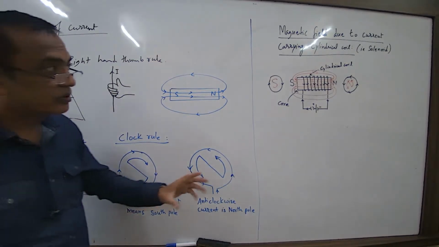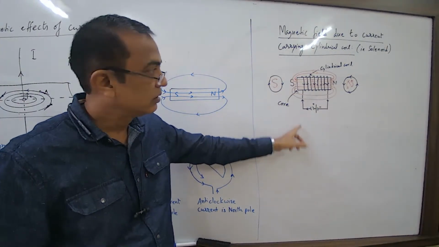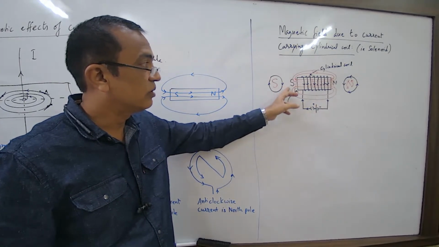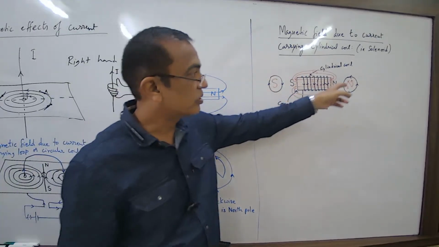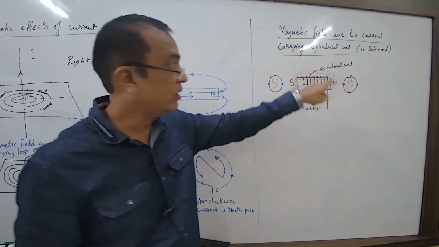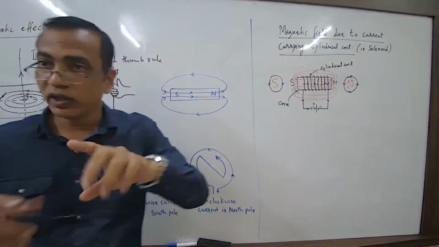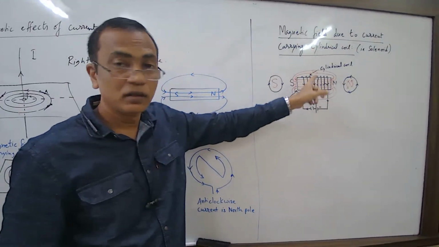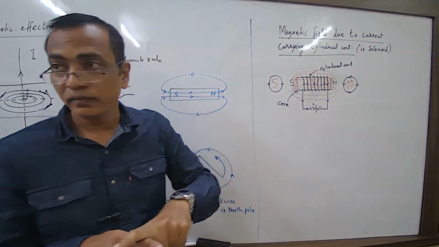So what are the steps? Start with the core, then the winding, mark the direction of current, and once the direction of current is marked, you can identify which pole it will generate. Then from south enter, from north come out, and complete the loop. Because magnetic field lines are always loops and they will not cut each other. No magnetic field line is completing the loop by itself, but it is not crossing.